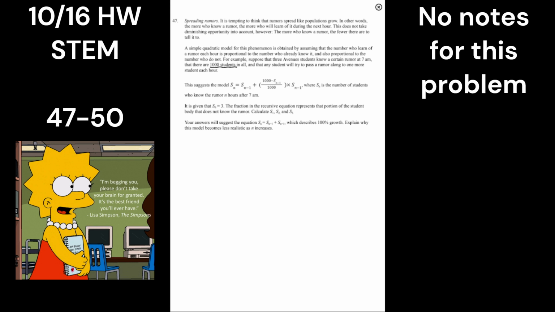So we have this equation, which is a series, which basically says after how many hours, how many students know the rumor, in relation to how many people knew this rumor the hour before, if that makes sense. And it's given to you that on the 0th hour, 3 students know the rumor, which is a complete lie, but whatever, we can do this. The first part is to calculate S1, S2, and S3.